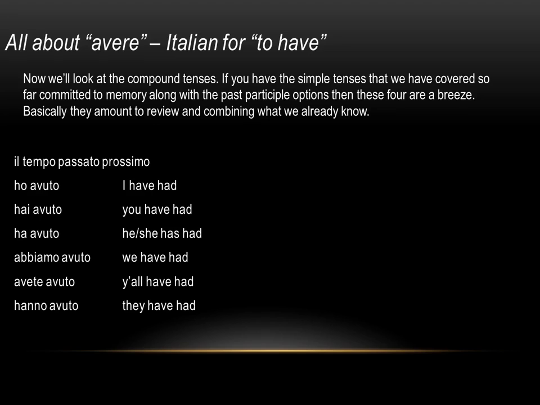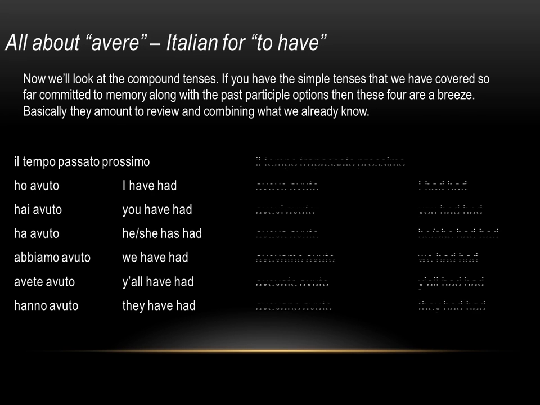You'll notice that we have in front of them ho, hai, ha, abbiamo, avete, hanno. Sound familiar? That's right, it's the present tense of avere. Very easy. So, ho avuto, I have had. Hai avuto, you have had. Ha avuto, he, she has had. Abbiamo avuto, we have had. Avete avuto, y'all have had. And hanno avuto, they have had.